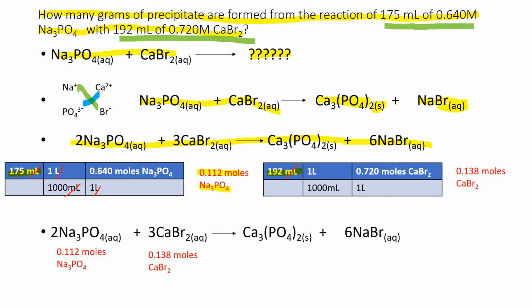Our milliliters would cancel. We'd currently have liters. To go from liters to moles, we would have to use the molarity, 0.720 moles of calcium bromide for every liter. Our liters then would cancel. Now we have our moles of calcium bromide. When you do the calculation, you should get 0.138 moles of calcium bromide.